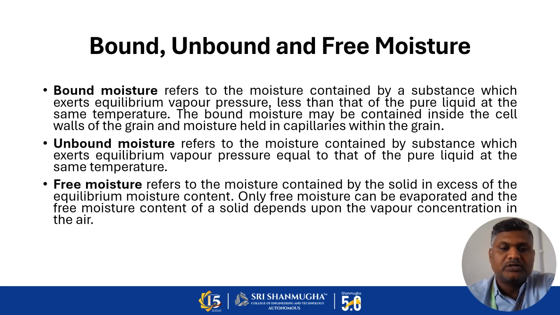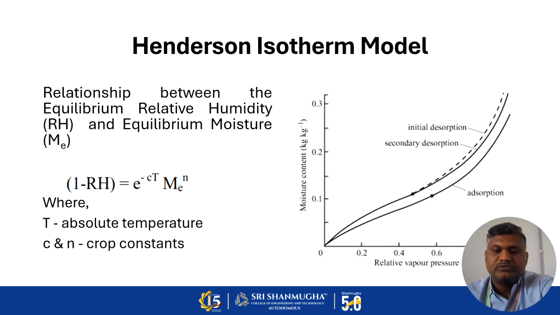Coming to unbound moisture, it refers to the moisture contained by a substance which exerts equilibrium vapor pressure equal to that of the pure liquid at the same temperature. Free moisture refers to the moisture contained by the solid in excess of the equilibrium moisture content. Only free moisture can be evaporated, and the free moisture content of a solid depends upon the vapor concentration in the air. This isotherm curve was developed by Henderson.